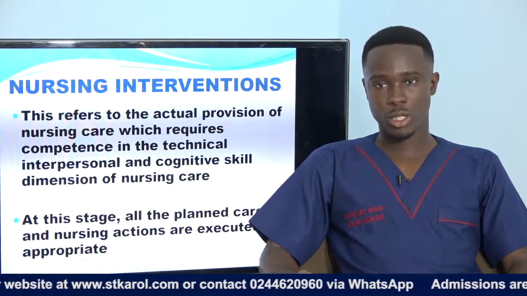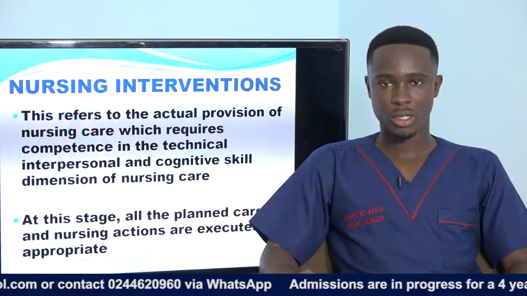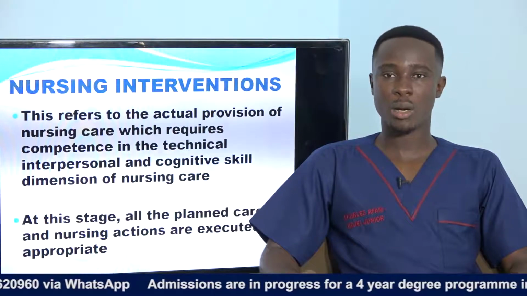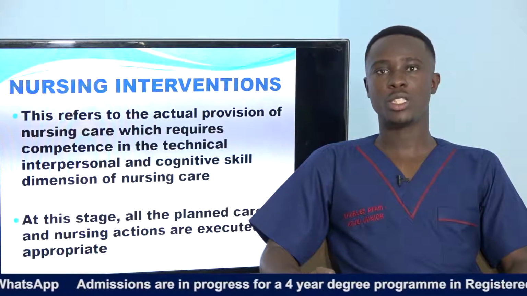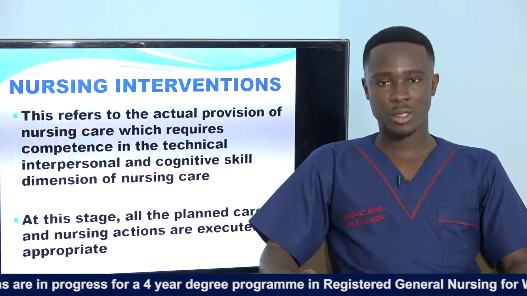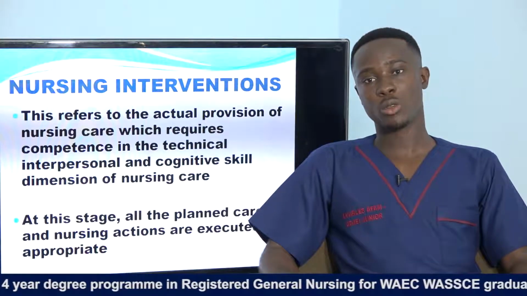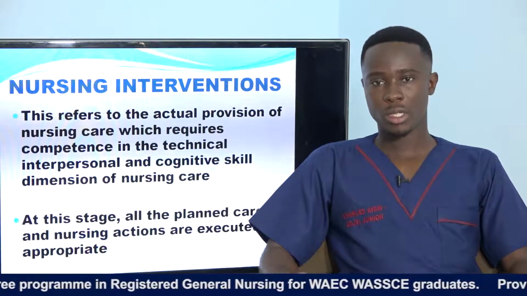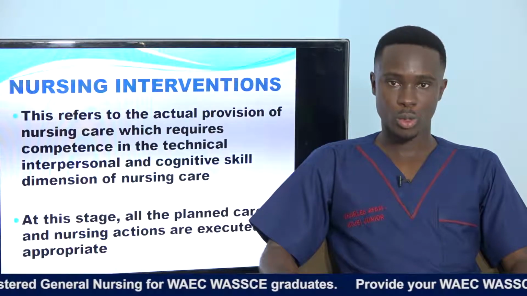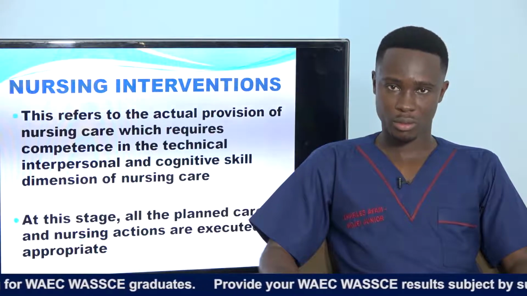At this stage, all the planned care and nursing actions are executed as appropriate. So we are trying to execute the nursing orders which we have come up with. So let's say we have said that we are going to reassure the patient of competent health care. So that is what we are coming to do in the intervention. We've said that we are going to give prescribed medications, that is bronchodilators. So we'll write the specific bronchodilator that we are going to serve.